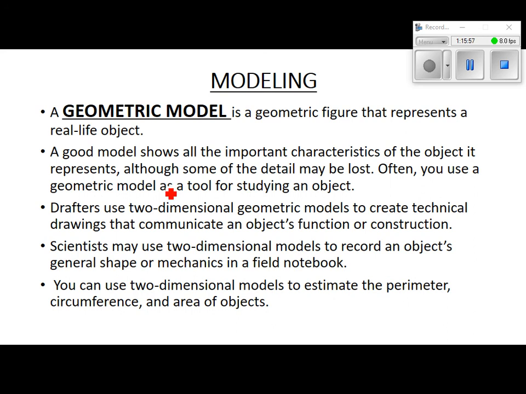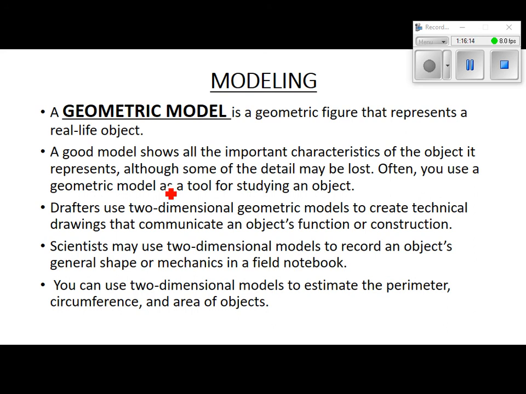So in class, we use stuff like my pen. We could use it to represent a line or a line segment. The ceiling we could use to represent a plane. Your desktop we could use to represent a plane, and so on and so on.